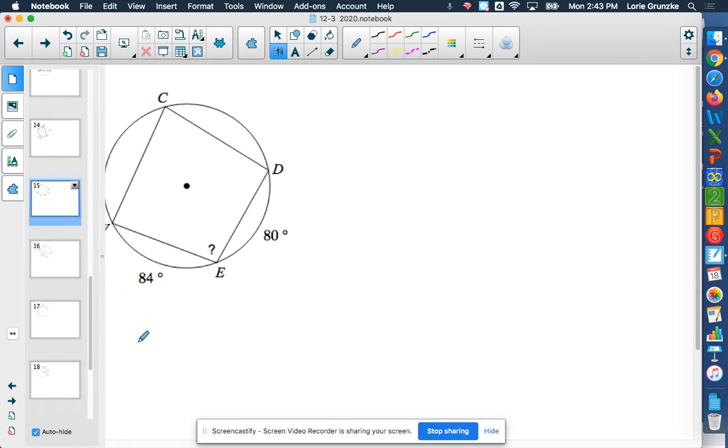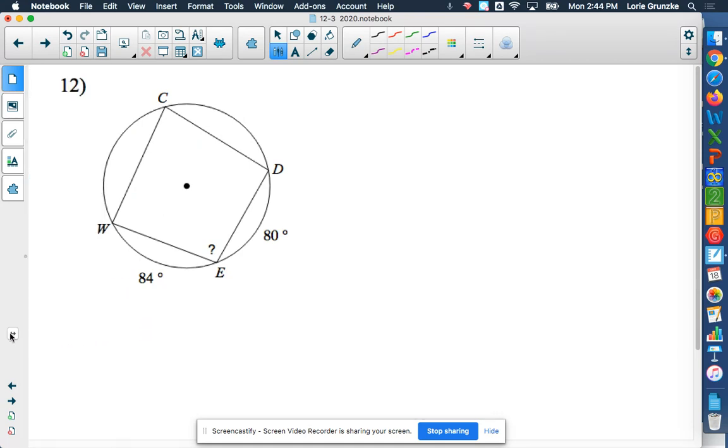Okay, here we go. We are up to number 12. They want to know this angle, so I like to trace it. And that angle goes with that arc. I know this and this. Probably you want to add those two together, subtract from 360, and then you'd have your arc. Once you have your arc, you'll divide it by 2, and you will have your angle.